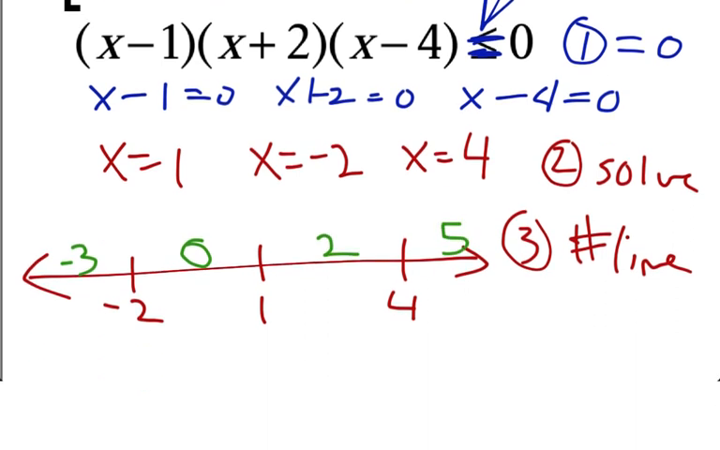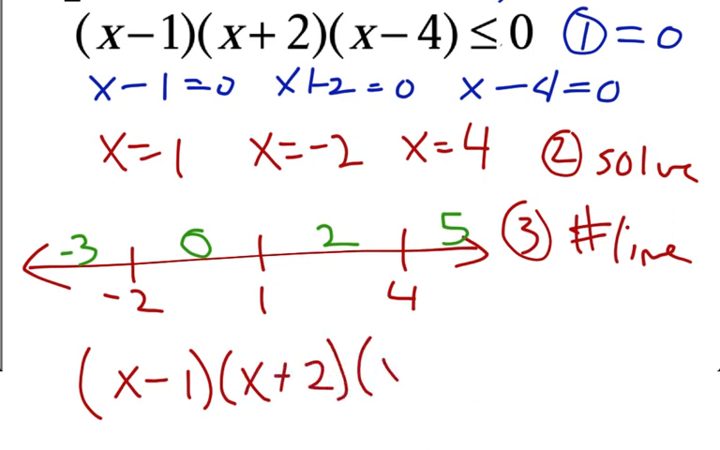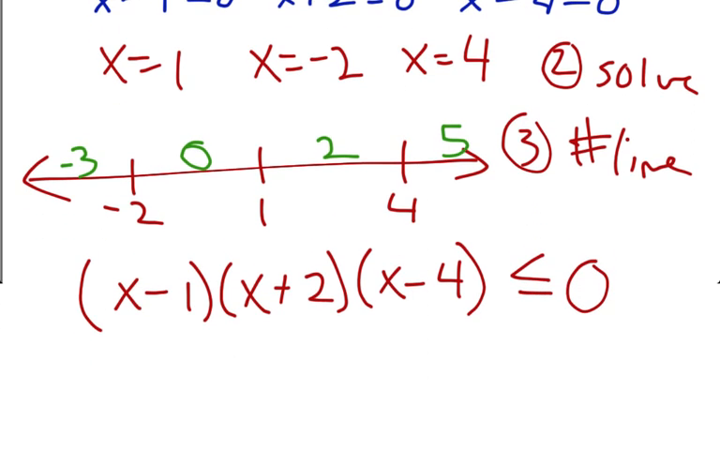And I need to check them in the original equation, which before I wrote over the inequality symbol was less than or equal to 0. In other words, I need to plug into x minus 1 times x plus 2 times x minus 4, and I'm looking for things that make this less than or equal to 0. In other words, I'm looking for negative numbers. If my solution when I plug it in is negative, I'm good to go, and that region of the number line will work.